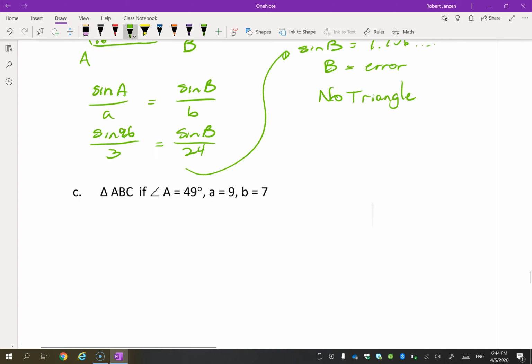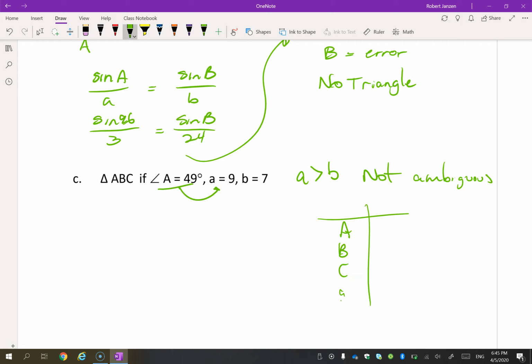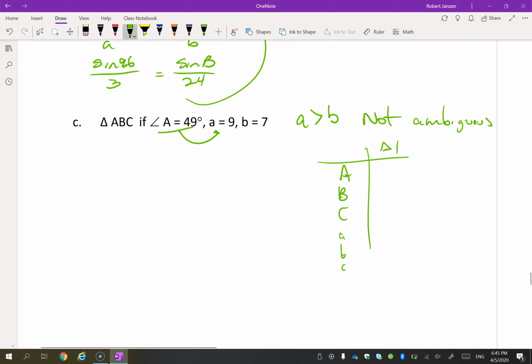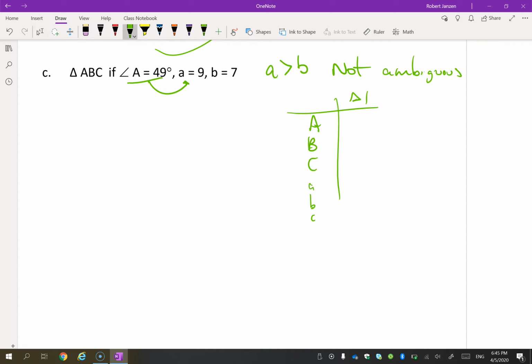Okay. And then if we look at this one, this is bigger than B, so again, not ambiguous. So here you would just have to find the one triangle. So if you were solving, you would have A, B, C, and there would just be one triangle, no second triangle.